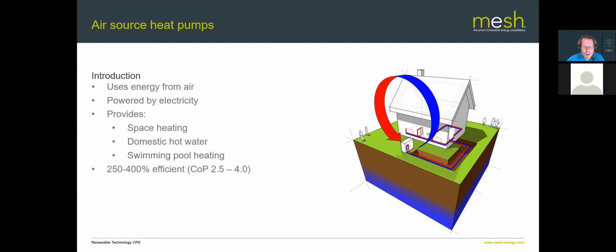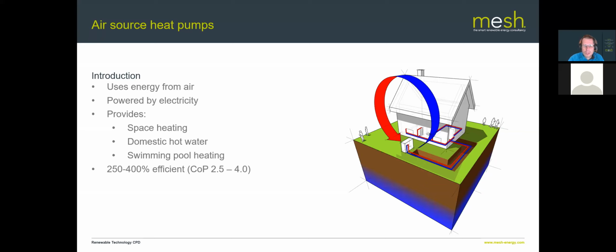And the other thing you'll hear me talk about quite a lot during this is something called the coefficient of performance. Coefficient of performance and efficiency are really one and the same thing. You can't really say that a heat pump has an efficiency, because an efficiency by definition must be less than 100%. And the coefficient of performance for a heat pump is typically between 250 and 400%, or a COP of 2.5 to 4. So what that means is that for every kilowatt hour of electricity you put into the unit, you get between 2.5 kilowatt hours and 4 kilowatt hours of heat out of the unit.